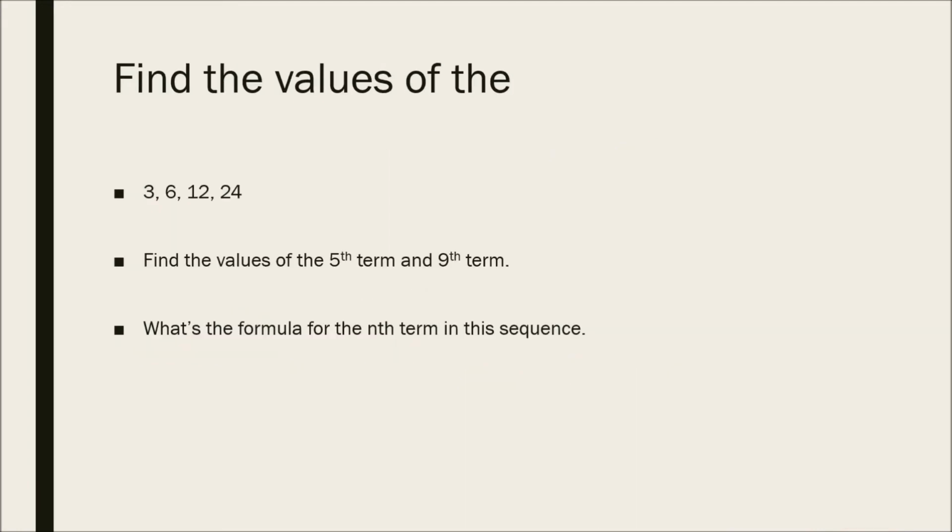Now let's try this one. Find the values of the first term, the second term. Now we have a sequence here: 3, 6, 12, 24. And they tell you to find the values of the fifth and ninth term. Now remember, let's bring out our formula. So this is actually a geometric sequence, or a geometric progression.